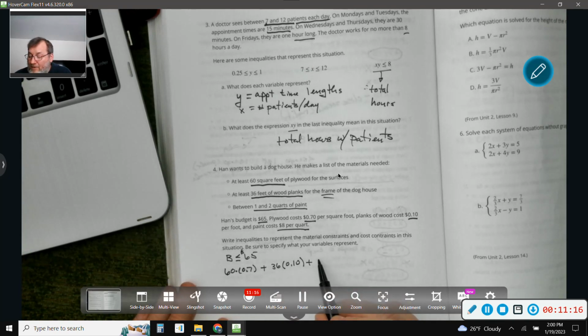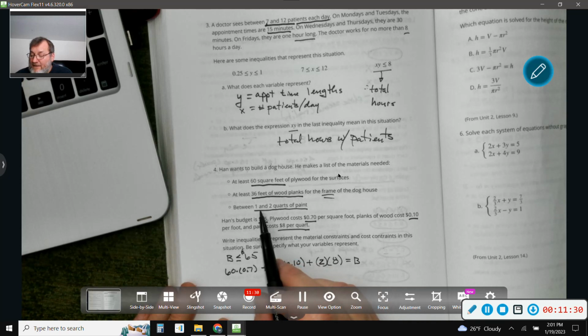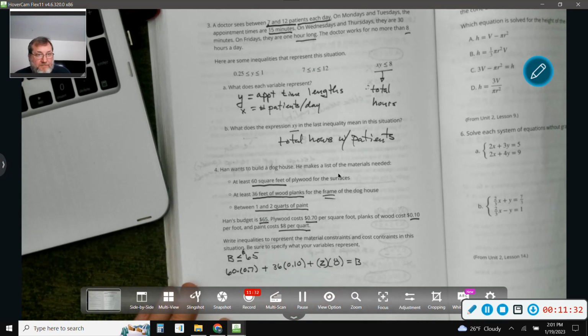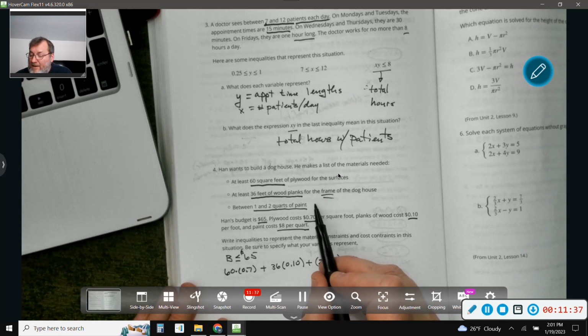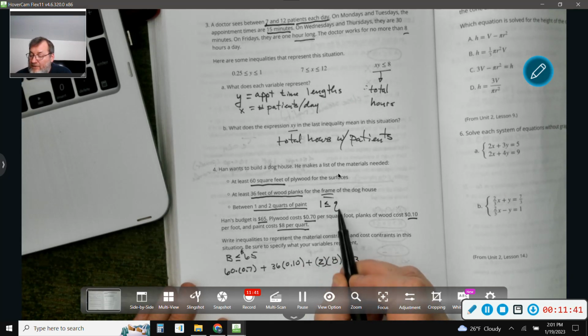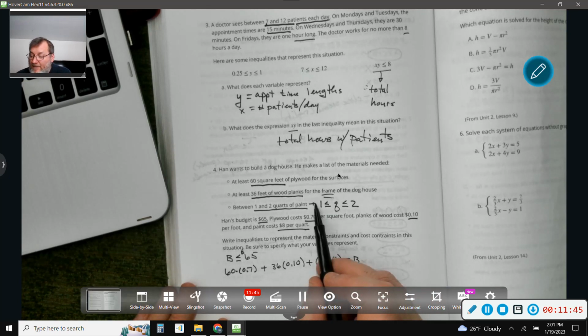Alright, so at most we have 1 to 2 quarts of paint, so let's just go with 2 quarts of paint at $8 a quart, and that has to equal your budget. Now this one right here says between 1 and 2. So if it's 1.5, you still got to get 2. So we can make a kind of a constraint here. 1 is less than or equal to Q, which is less than or equal to 2. That's the quarts of paint right there.